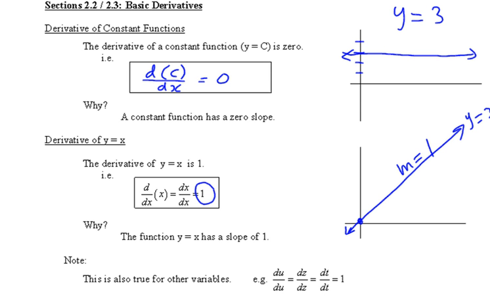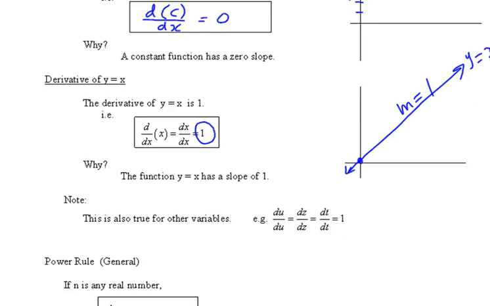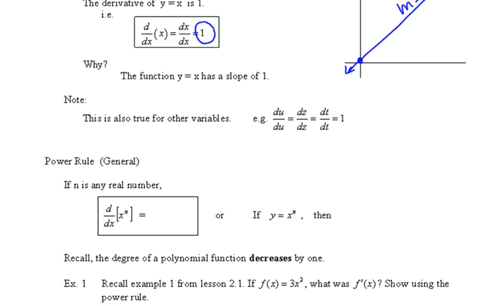So, we're losing a degree, aren't we? X is degree 1. Its derivative is degree 0. A constant function is degree 0. It doesn't matter which variable you use, like the derivative of u, the derivative of z, the derivative of t. Whatever you use, they're all going to be equal to 1.